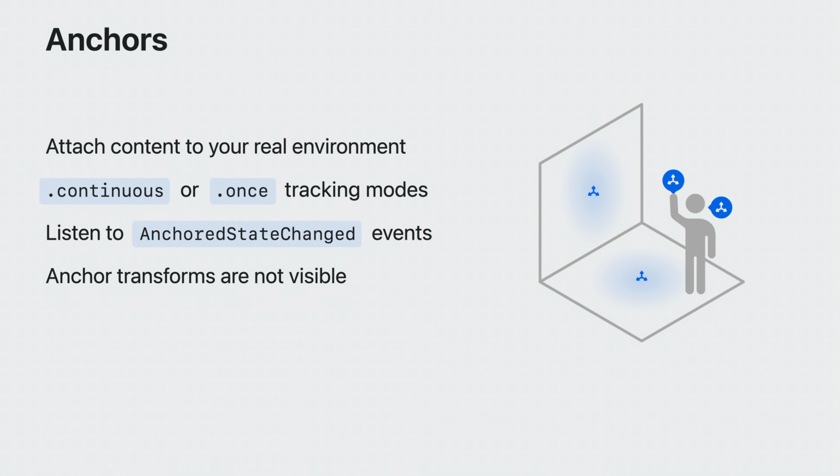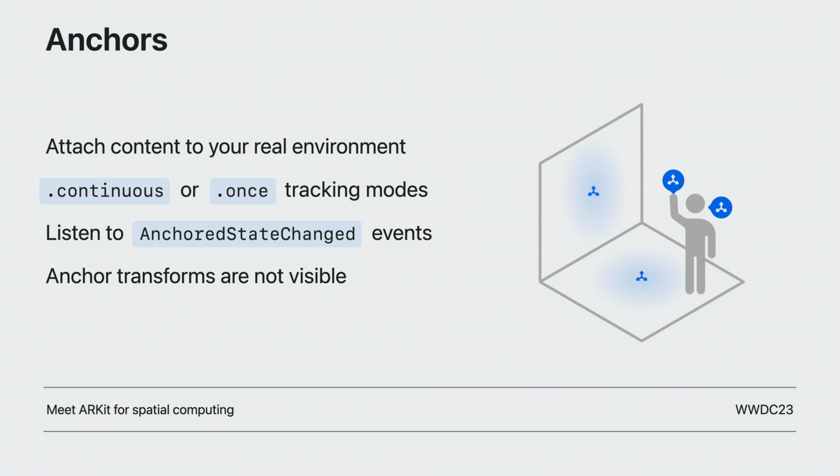Note that while you can use anchors to parent entities to place 3D content, explicit transforms of the anchors themselves are not visible to the app to preserve user privacy. To get access to anchor transforms, you will need to use ARKit. For more information on this, check out the session Meet ARKit for Spatial Computing.